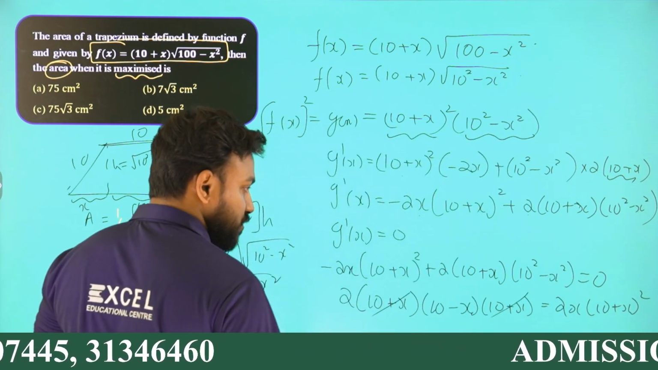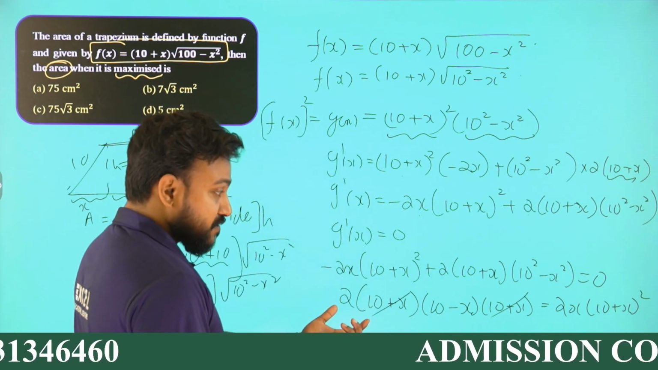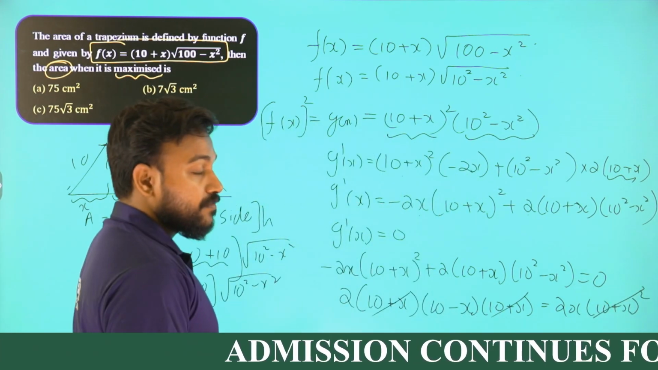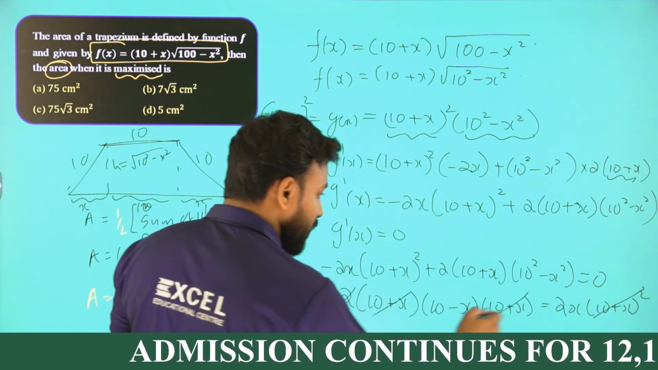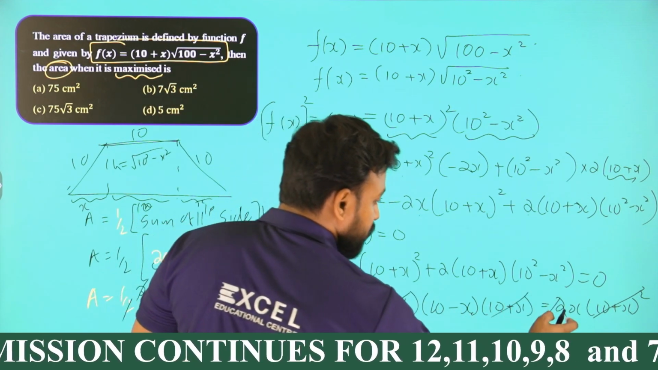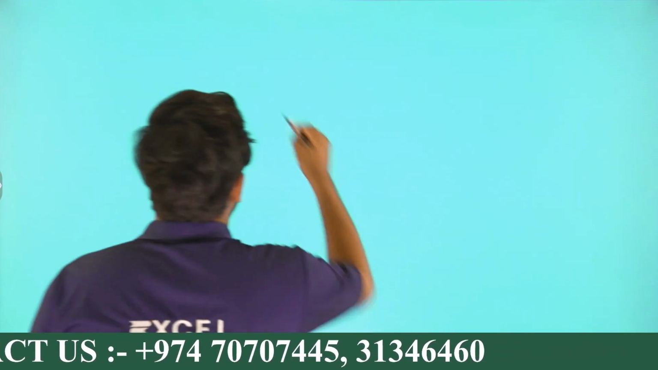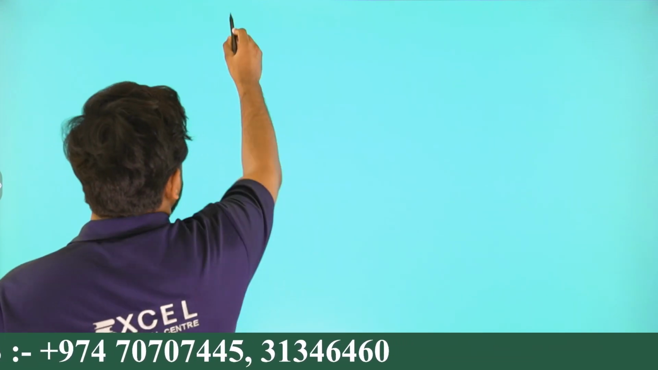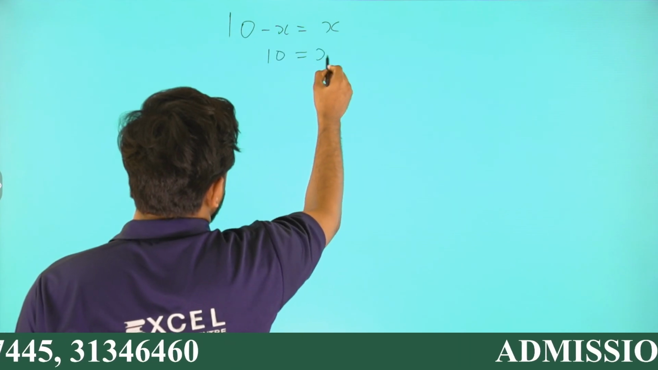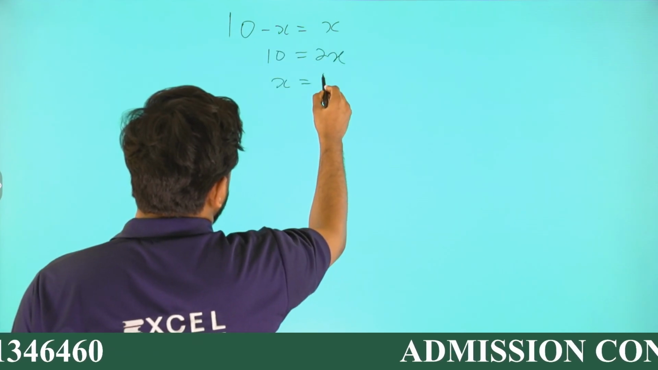This (10 plus x) into (10 plus x) becomes (10 plus x) the whole square, and this will be cancelled and these 2's will be cancelled. Then finally what you will get, 10 minus x is equal to x. So 10 is equal to 2x, so your x will be 5.